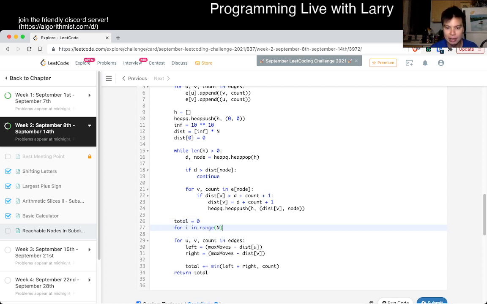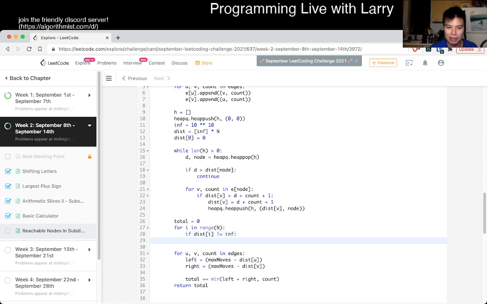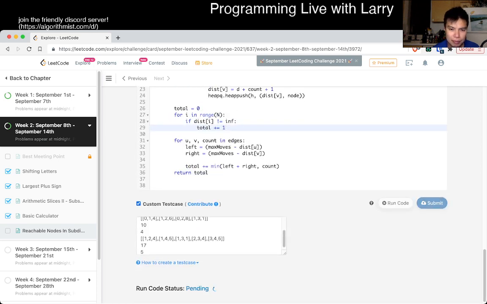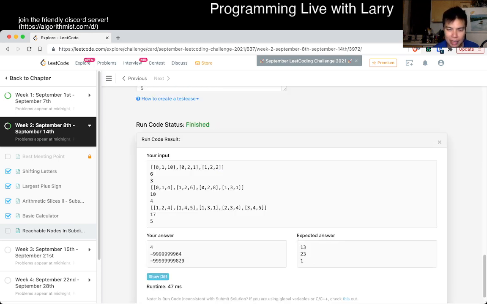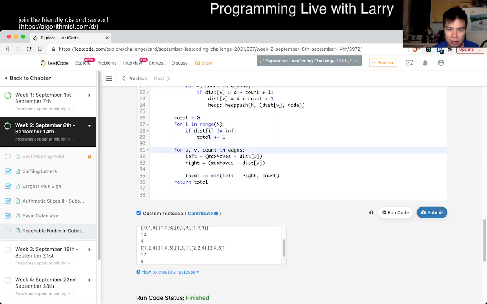So here, if this sub I is not equal to infinity, then that means that it is reachable. So then total we increment by 1. Hopefully this is good. Yikes. Oh, I guess these can be infinity as well, so that's why.